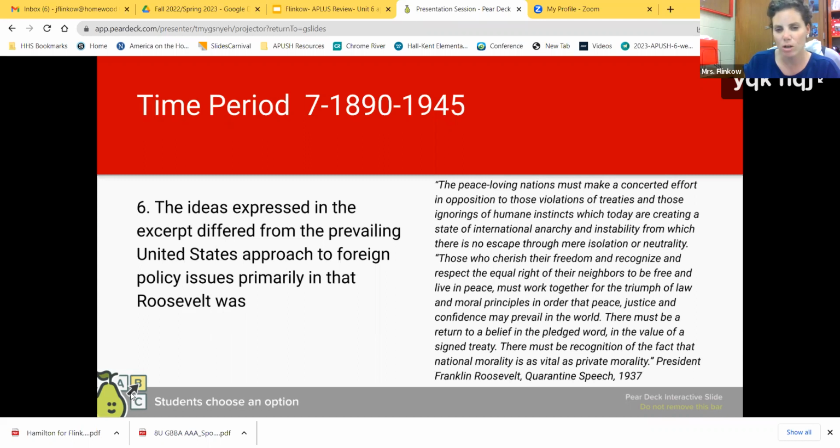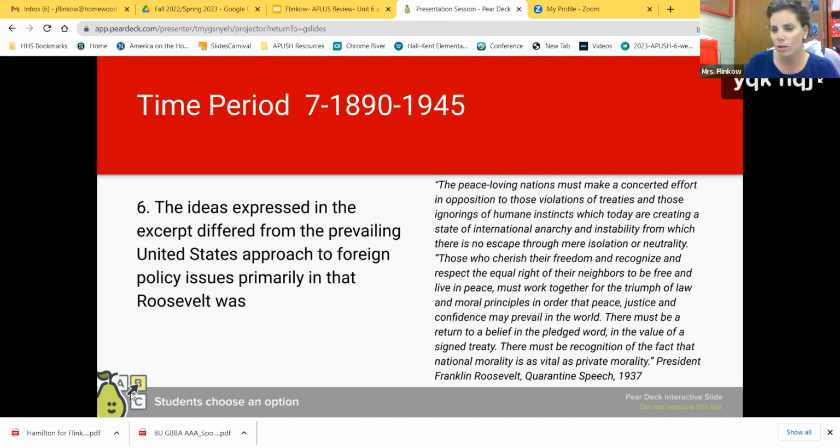Some things we know before even reading this passage: this was Franklin Roosevelt, the president during World War II, and this is around the beginning of World War II, in 1937. So in 1937, you have to think, what was the prevailing approach before Franklin Roosevelt in foreign policy? That approach after World War I was isolationism. We want to pull tight. We don't want to help our brothers and sisters. We don't want to expand. We're focusing on us here.